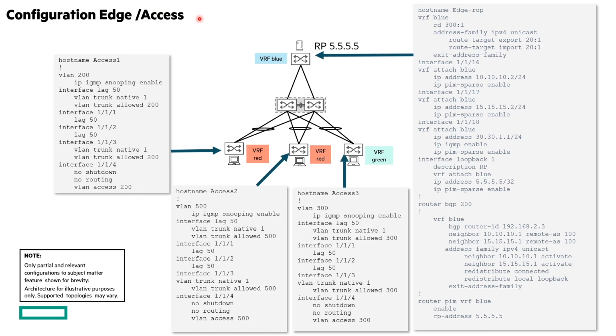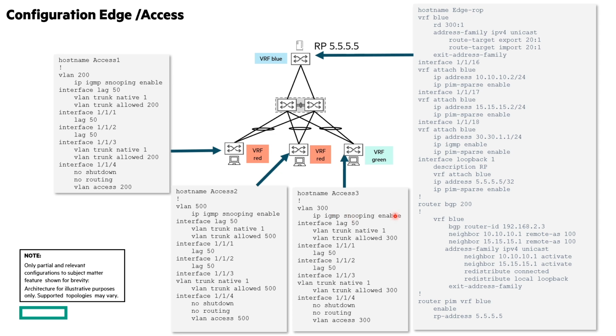So now looking at the configuration, edge and access. All of these switches on the edge here with the different VRF red and green are just layer 2 access, with VLANs being trunked up to different LAGs. So let's look at VRF green, for example. We've got VLAN 300 here.